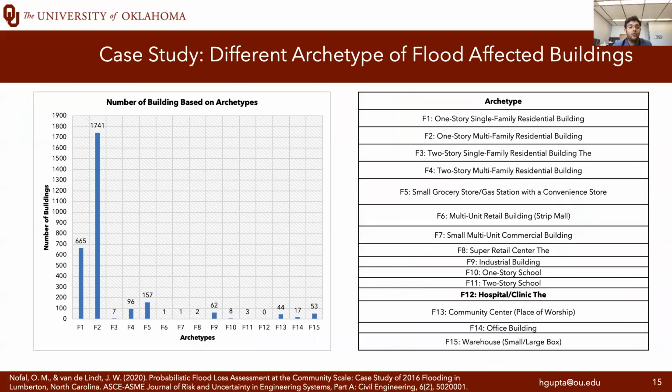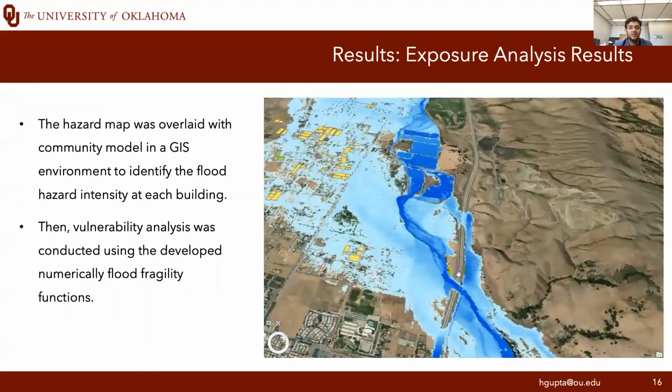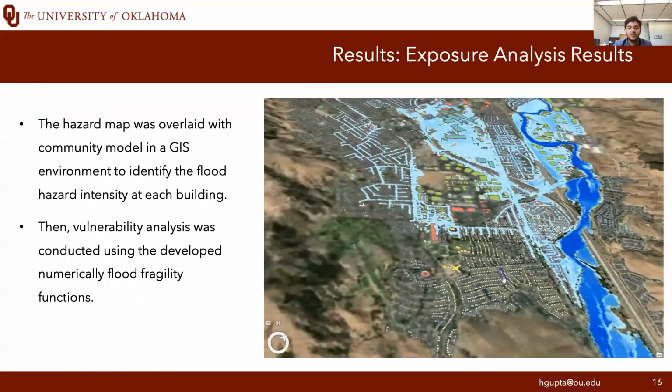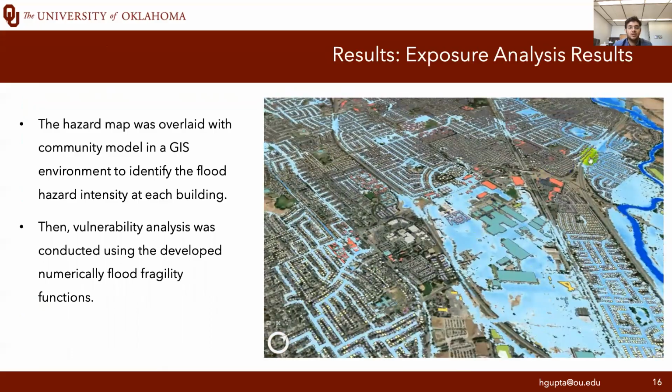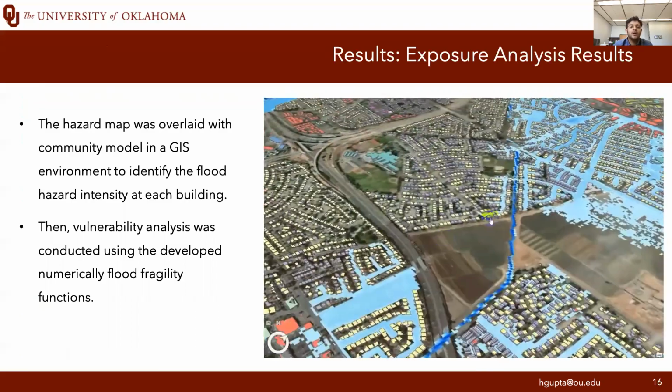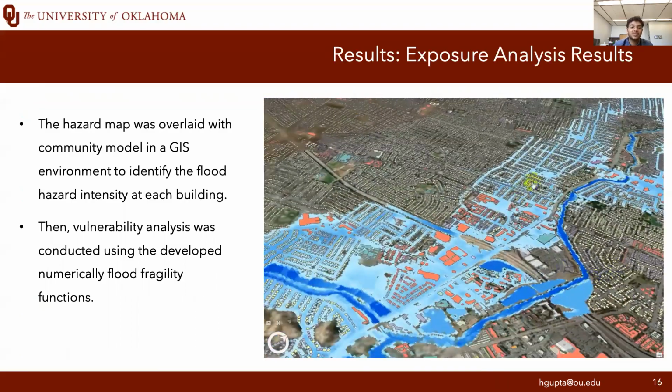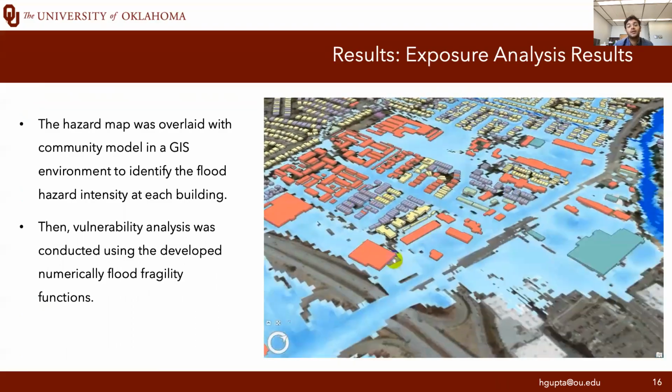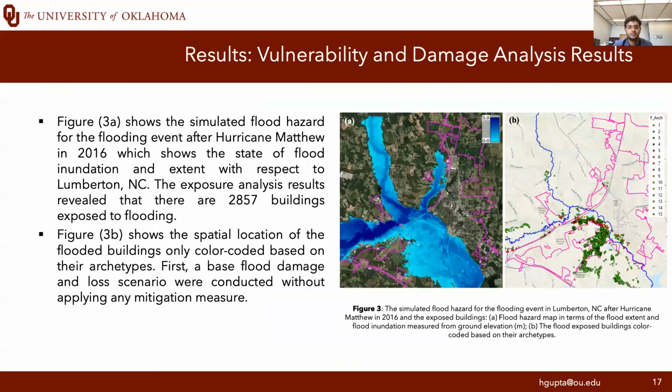And here is an overview of my considered archetype. Here we can see that archetype F2 has the highest number of buildings. And this is the exposure analysis result, where the hazard map was overlaid with the community model in a GIS environment. Then the vulnerability analysis was conducted using the developed numerical flood fragility function.